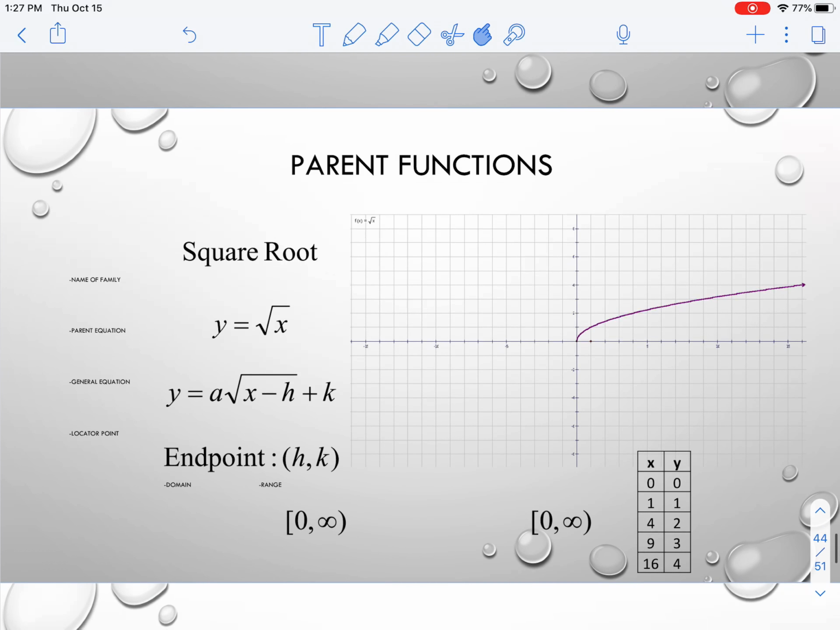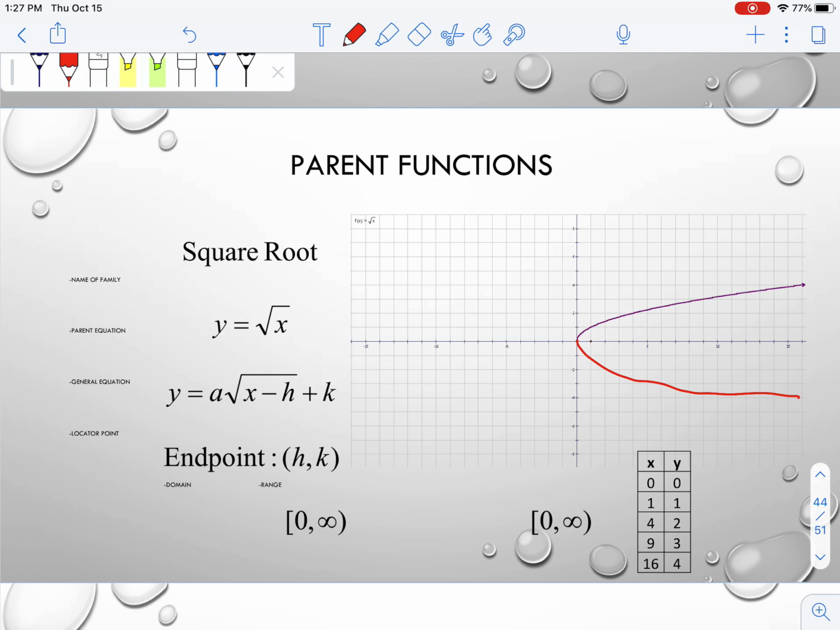So we have two graphs we're going to look at today. The first one is the square root graph. It's pretty much half of a parabola on its side. I refer to it as a sleeping parabola. So if it's positive, it's the top half. If we were to do negative, it would just be the bottom half down here. So right now we're just in with the positive. That would be the parent that we're looking at.